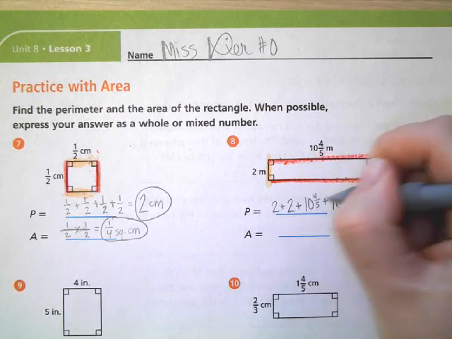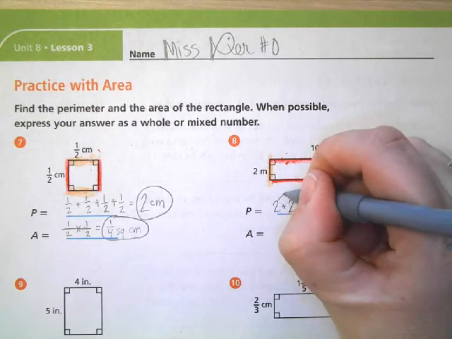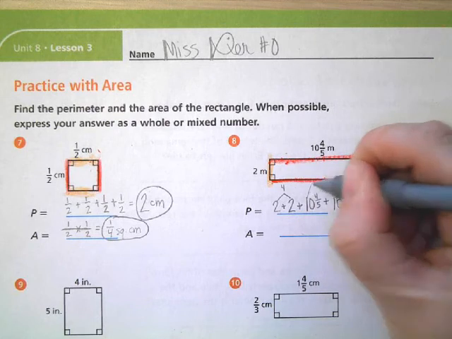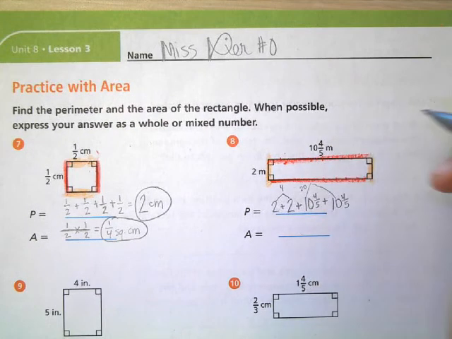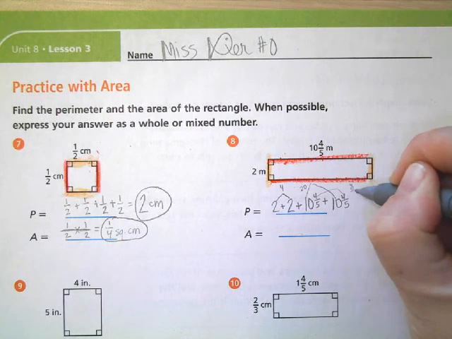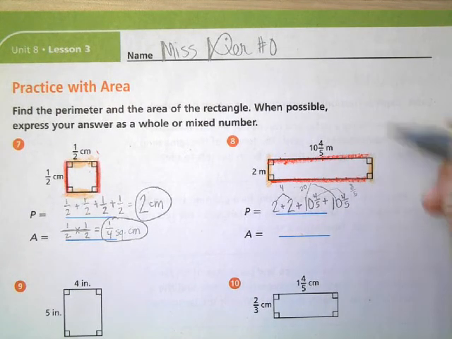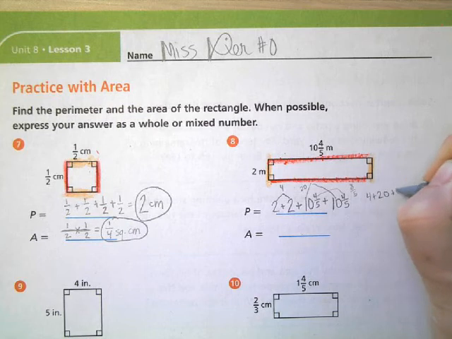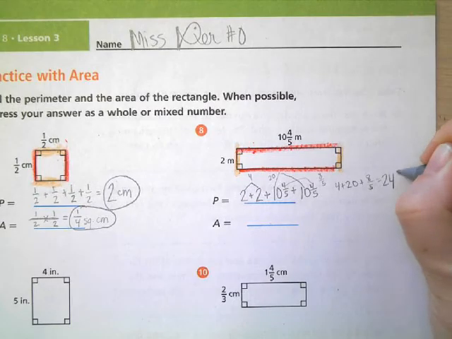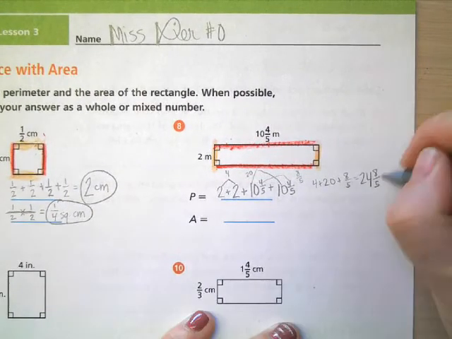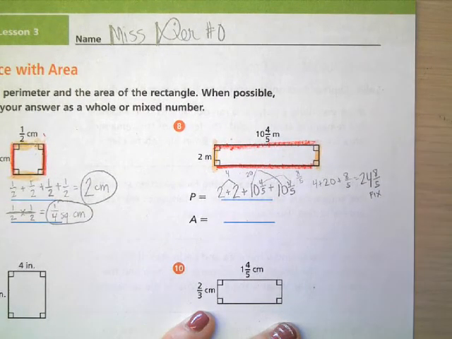I would use the associative property, or start grouping things together however you want, because they're all addition. So I'm just going to show this. 2 plus 2 is 4. 10 plus 10 is 20. And 4/5 and 4/5 is 8/5. So I have 4 plus 20 plus 8/5 equals 24 and 8/5.